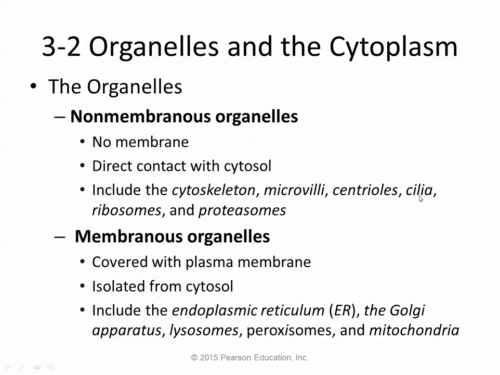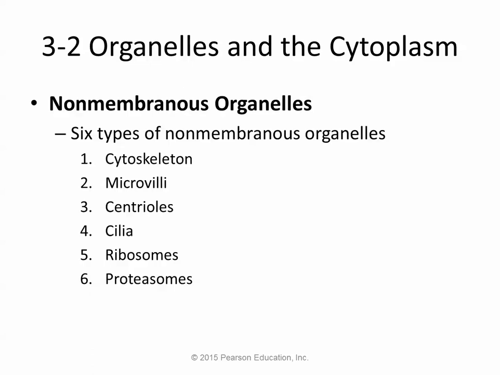Cilia, which are your hair-like projections that beat in most cases. Most cilia are motile. These are the things that allow, for example, in your bronchial tubes, things like mucus to be brought up when you cough. And you have ribosomes and proteasomes. Now, proteasomes are interesting. These basically break down proteins, and ribosomes produce proteins. So we'll look at those in a lot greater detail as we move through the chapter.